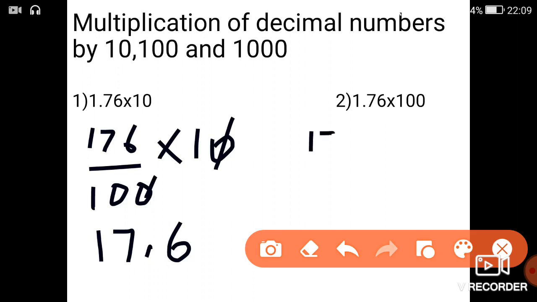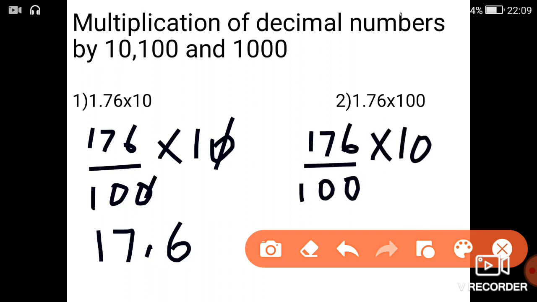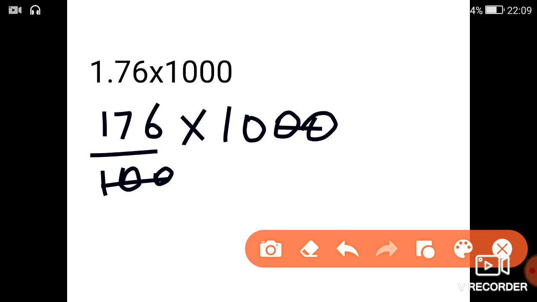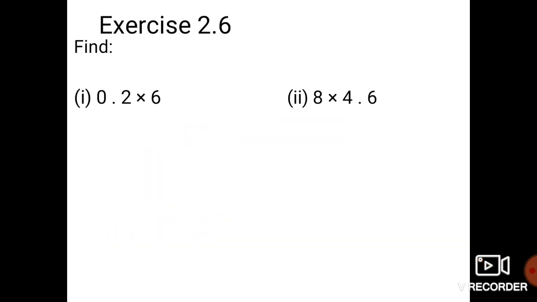Now let us multiply 1.76 into 100. So we'll represent it as 176 by 100. We'll multiply it with 100. So both the 100 and 100 will get cancelled. So the remaining answer is 176. Next, we'll see the multiplication of decimal numbers by 1000. So 1.76, we will represent it as 176 by 100. We'll multiply it with 1000. So 2 zeros and 2 zeros will get cancelled. So the remaining is 1760, that is 1760.